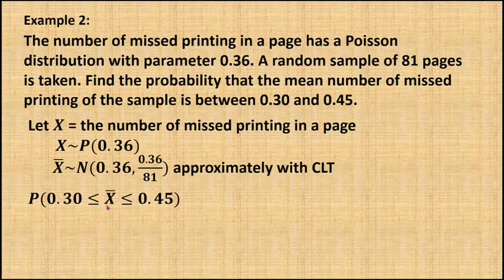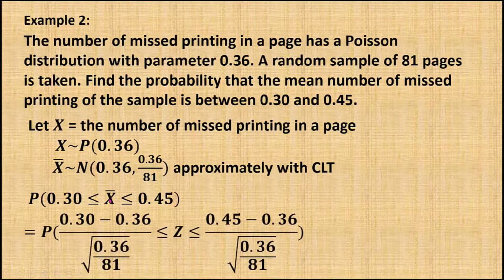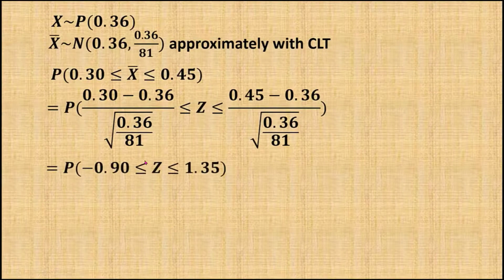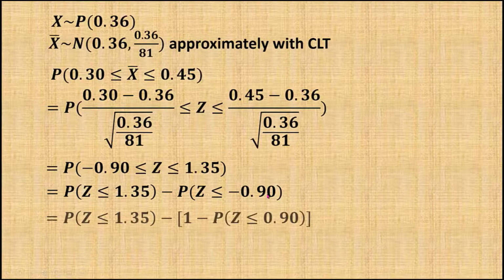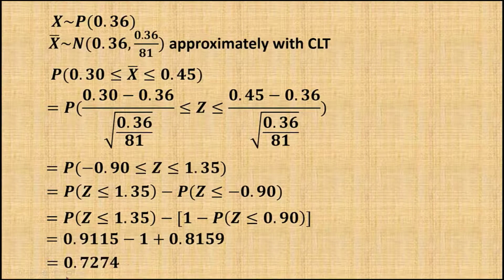Now I'm going to convert the bar x into the z score. After simplifying, z is greater than negative 0.90 and less than 1.35. So this is equal to z less than 1.35 minus z less than negative 0.9. And z less than negative 0.9 is 1 minus z less than 0.9. Then from the table, we find that the probability is 0.7274.